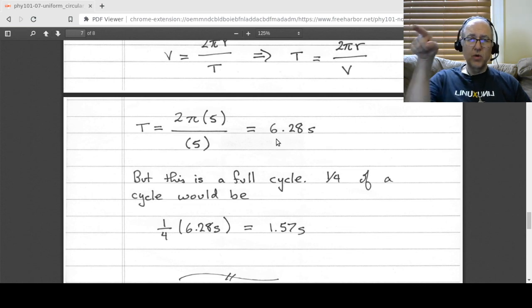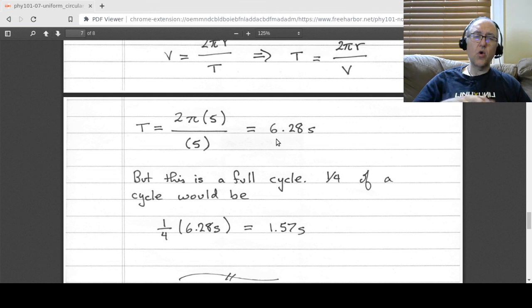Now, that's the time if you were to go around a complete circle, but you're only going 1/4 of that, so 1/4 of that time is 1.57 seconds. So you're only in this turn for about 1.5 seconds, okay, which again sounds fairly realistic.